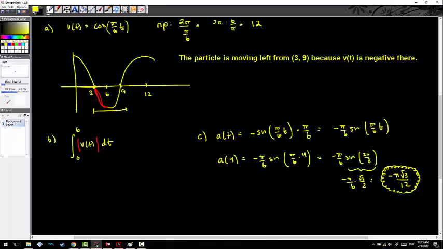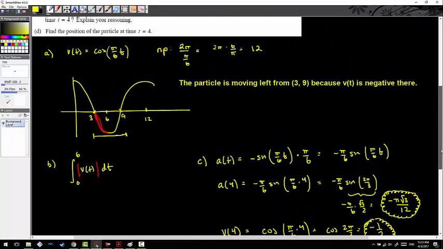And so now from here, I'm going to find the velocity at the exact same time. So what is v of 4? Well, v of 4 is going to be cosine of pi over 6 times 4. In other words, cosine of 2 pi over 3, which is negative 1/2. And again, I don't really care that it's negative 1/2. I just care that it's negative.